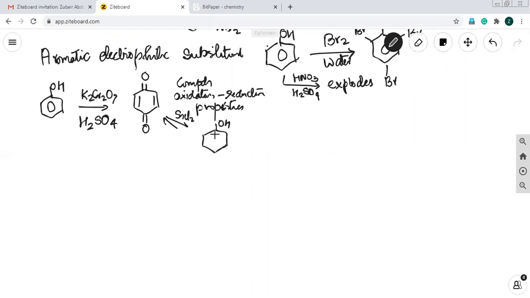OH, OH. This is called a hydroquinone. And you can convert this hydroquinone back to quinone or benzoquinone. This is benzoquinone, or quinone. Now you can convert this back by oxidation with Na2Cr2O7, sodium dichromate. Clear? So these are the important reactions of phenols.